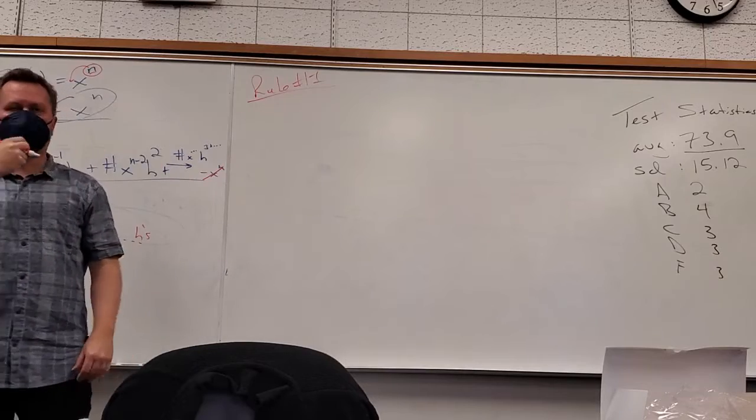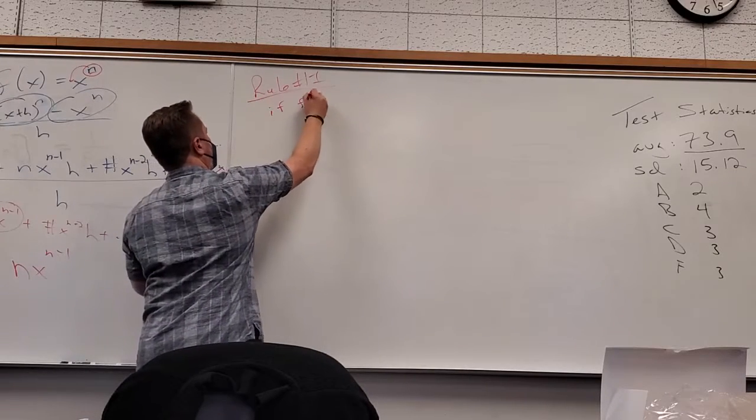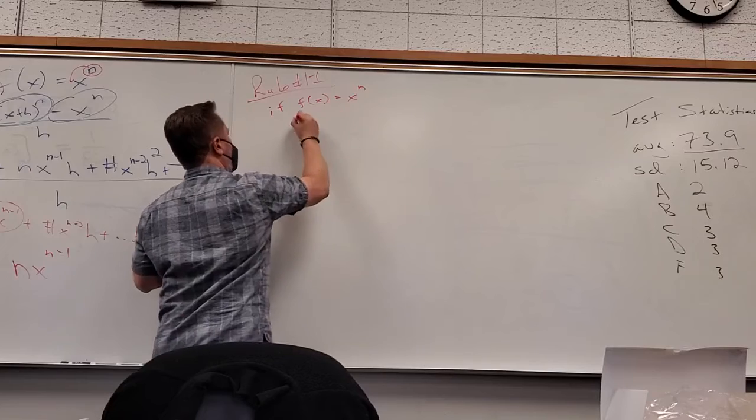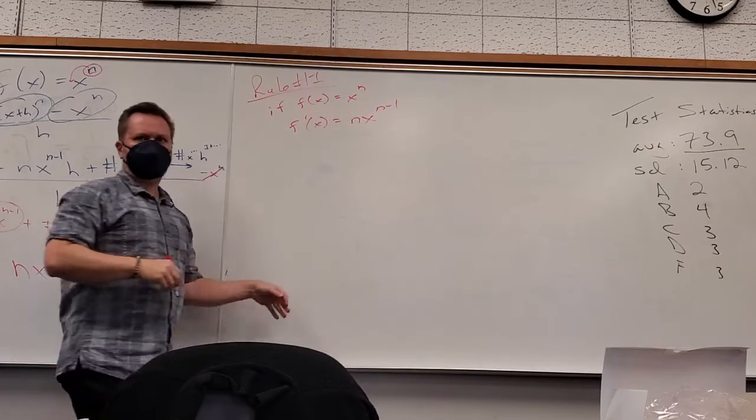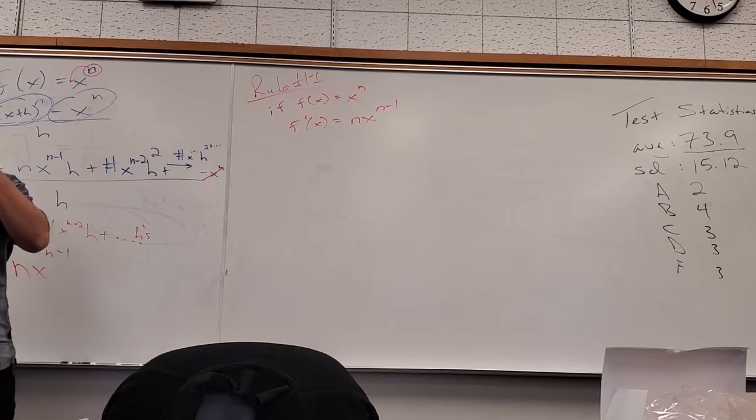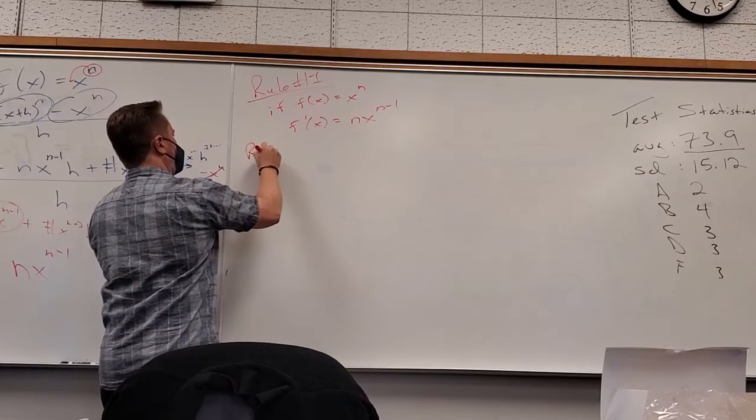Shortcut rule number 1. If f of x equals x to the n, f prime of x equals n times x to the n minus 1. So let's try a couple things. Let's make a rule number 2.